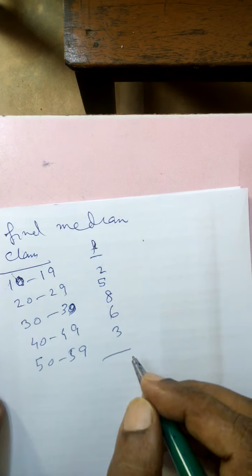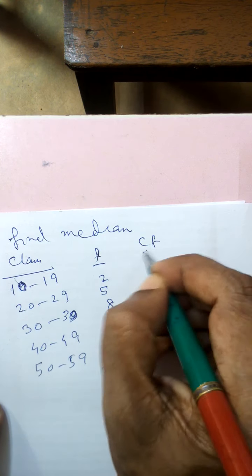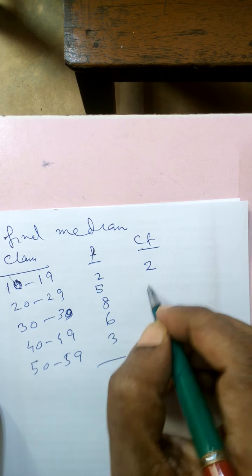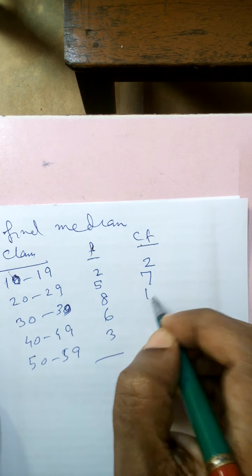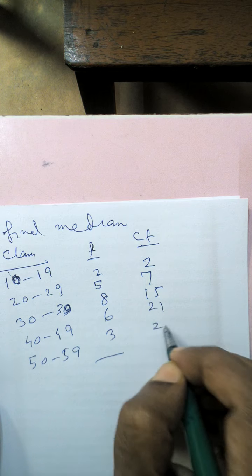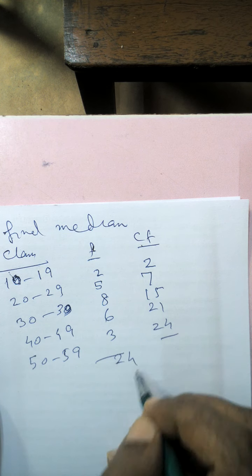Now the frequencies are given. First of all, we take the cumulative frequencies as usual: 2, adding 5 gives 7, then 15, 21, 24. Total frequency is 24.